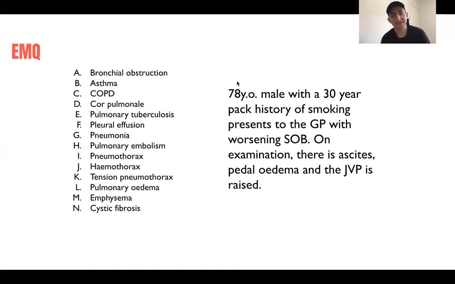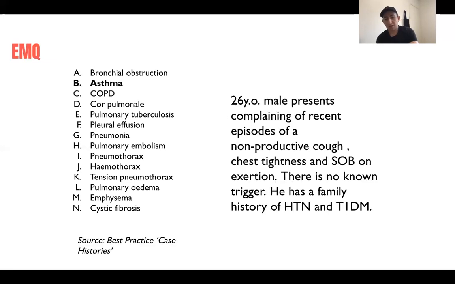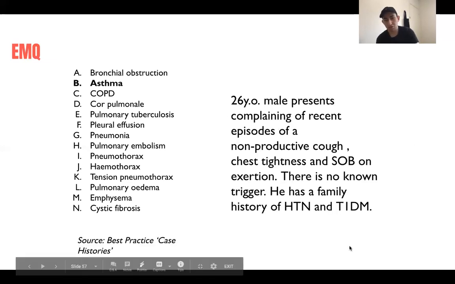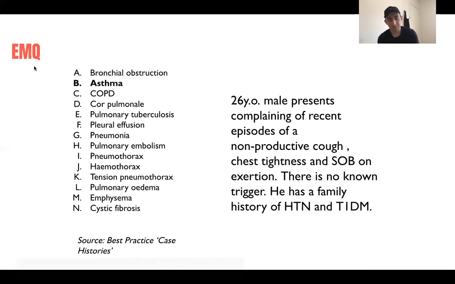Someone's asked, is there a reason to mention that he has a family history of hypertension and type 1 diabetes mellitus? Not really. Asthma is more associated with your atopy, so asthma, eczema, and allergic rhinitis. But just knowing that something that is autoimmune or hypersensitive could lead you to asthma, I wouldn't count too much on that.